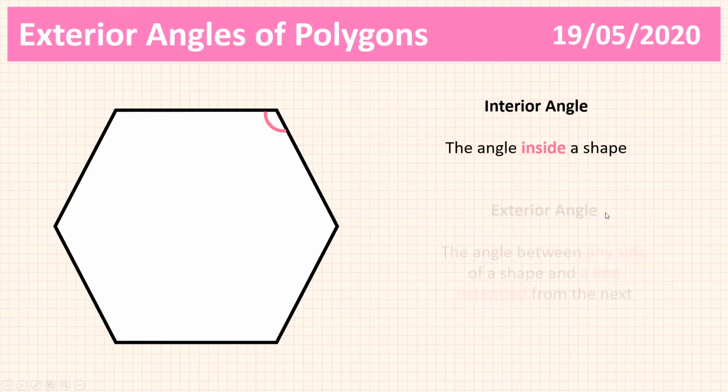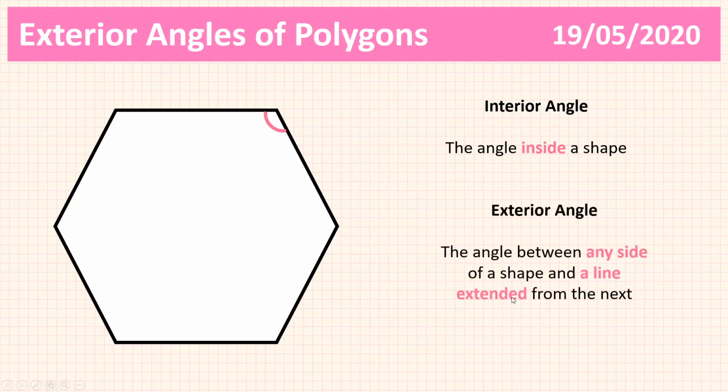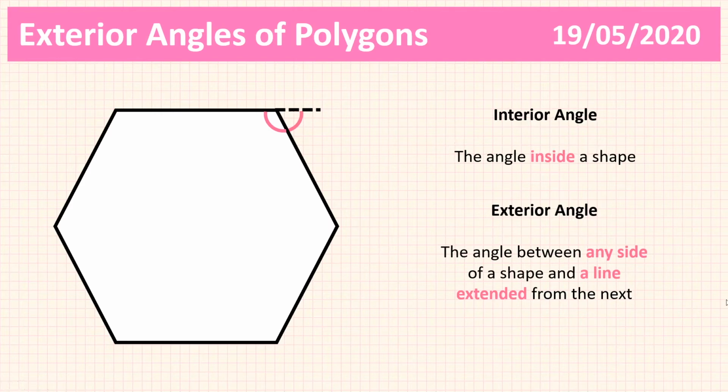So an exterior angle is the angle between any side of a shape and a line extended from the next. So we're going to look at the shape. We're going to extend a line from one of the sides. So we've extended a line there. And the angle we're looking for is this angle there that we're trying to measure. That's the angle that we are measuring. As you can see, the interior and exterior angle are on a straight line, so they must sum to 180 degrees. Just as a reminder, interior and exterior angles sum to 180 degrees.